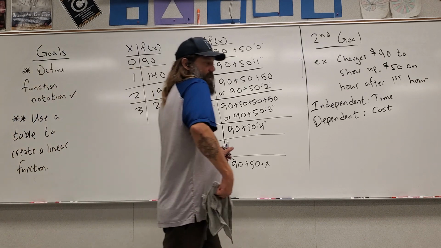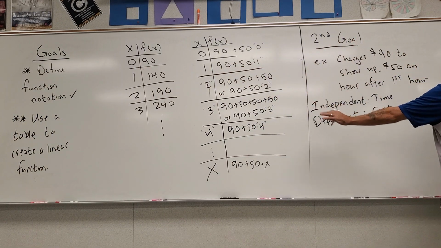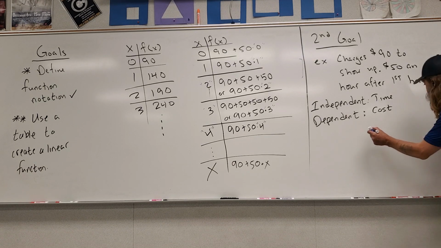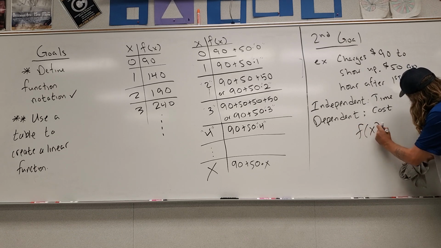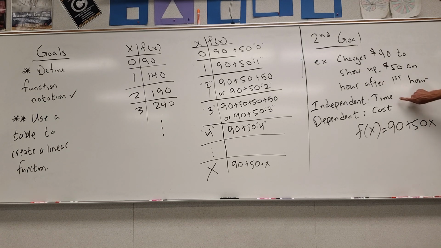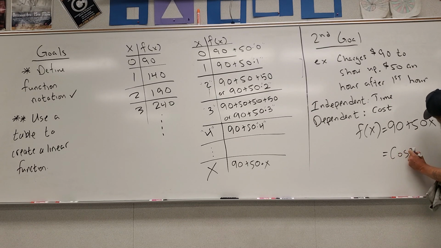And my linear function for this situation, where my independent variable is time and my dependent variable is cost, is going to be f of x is equal to 90 plus 50x, where x is the time value. I plug in any value for x, I calculate that out, and whatever answer I get after I plug in my amount of time my plumber's there, that's going to equal the cost of my plumber doing the work.